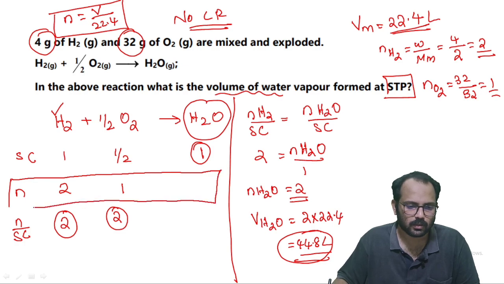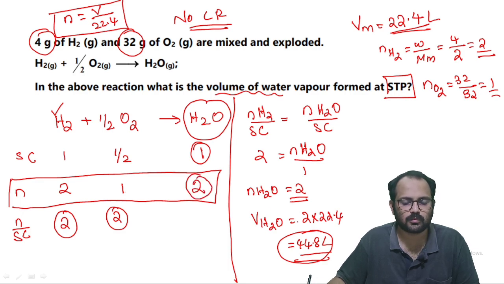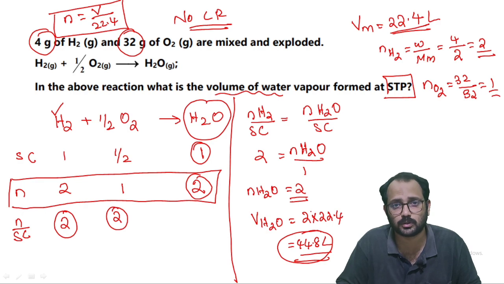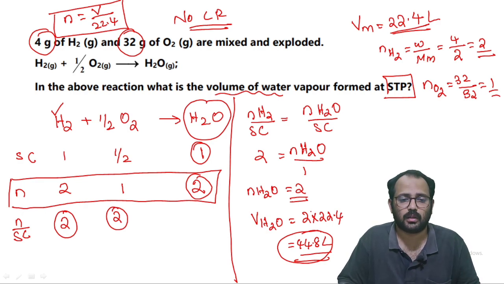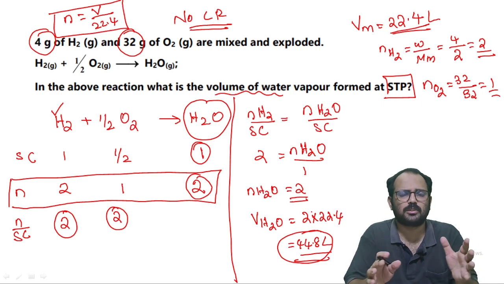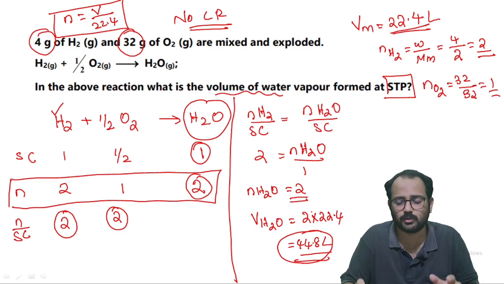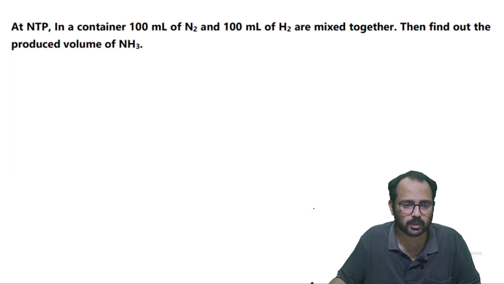Look at that. If you got 1 mole of hydrogen and a half mole of oxygen, you will be getting 1 mole of water. Now we got 2 moles of hydrogen, 1 mole of oxygen, then you are going to get 2 moles of water. If you get 2 moles of water, then the volume occupied by 2 moles of water is 44.8. Either way, both ways you can do. Better you stick to one method so you will not be having confusion. That is what I am trying to explain you here.